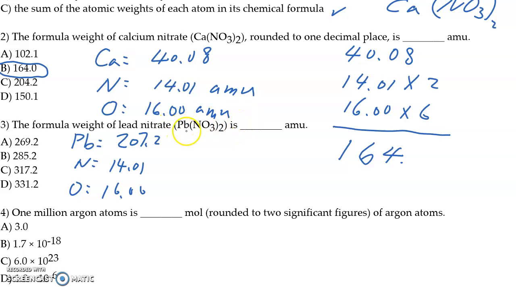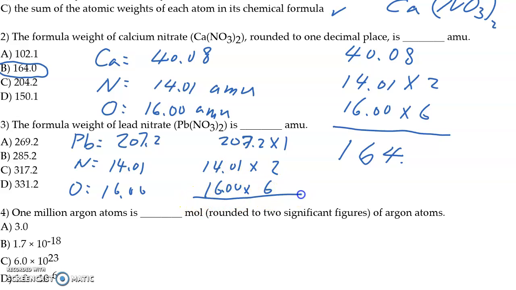Within this molecule, how many lead atoms? Just one. So I have 207.2 times 1 plus nitrogen 14.01 times, within this molecule there are 2 nitrogen atoms. Within this molecule there are 6, 2 times 3, 6 oxygen atoms. So let's see what we have when we add this up.